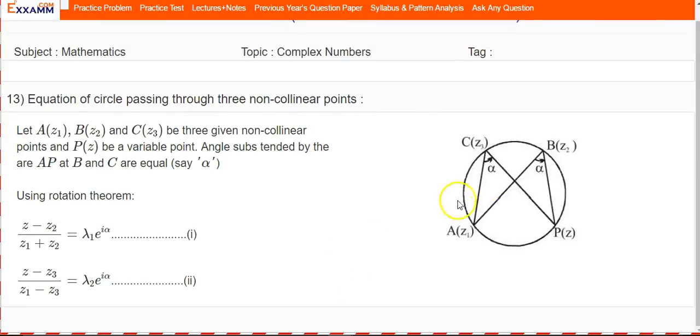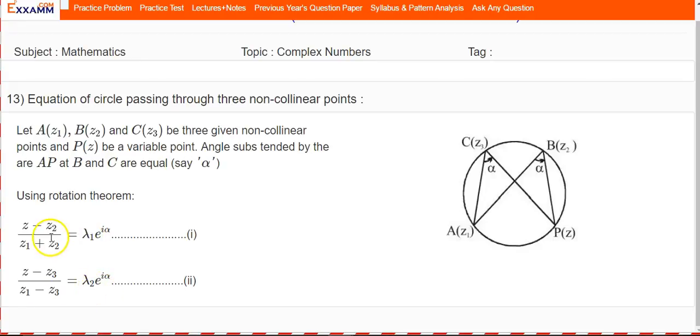So similarly, using the rotation theorem for this particular angle ACP, what do we get? (Z minus z3) upon (z1 minus z3) is equal to lambda 2 e to the power I alpha. Here lambda 1 is the modulus of this number and lambda 2 is the modulus of this number. We are just showing lambda 1, lambda 2 to say that these numbers are constants and not dependent. That is what we intend to show by writing lambda 1 and lambda 2.